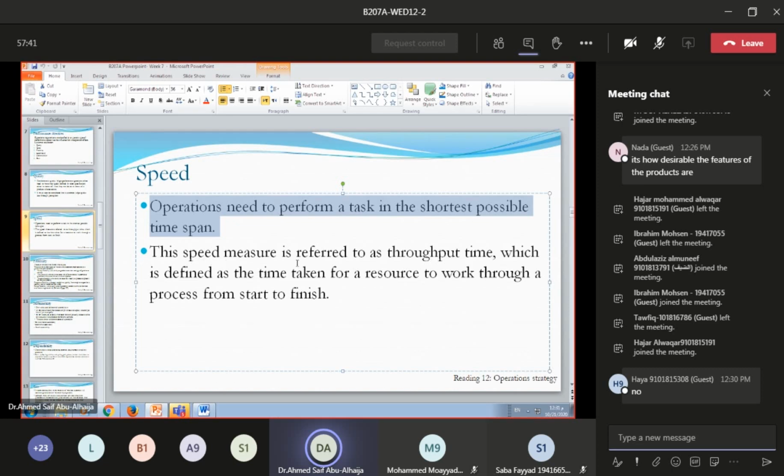This speed measure is referred to as throughput time, production time, to make sure you have done the product and you have the output. Remember, input, process, output. You need your meal, for example, whatever the meal from Albake. You need to have it as soon as possible, right? So how much time do you need to wait until you have your product?